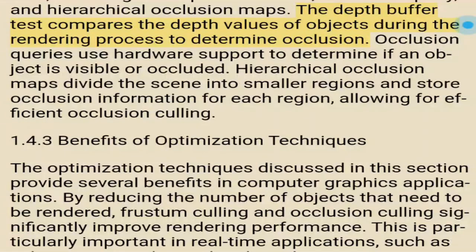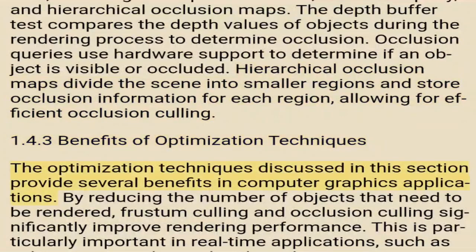The depth buffer test compares the depth values of objects during the rendering process to determine occlusion. Occlusion queries use hardware support to determine if an object is visible or occluded. Hierarchical occlusion maps divide the scene into smaller regions and store occlusion information for each region, allowing for efficient occlusion culling. 1.4.3 Benefits of optimization techniques.